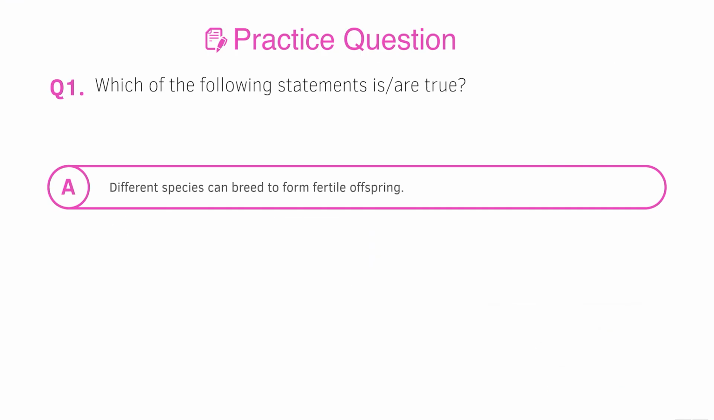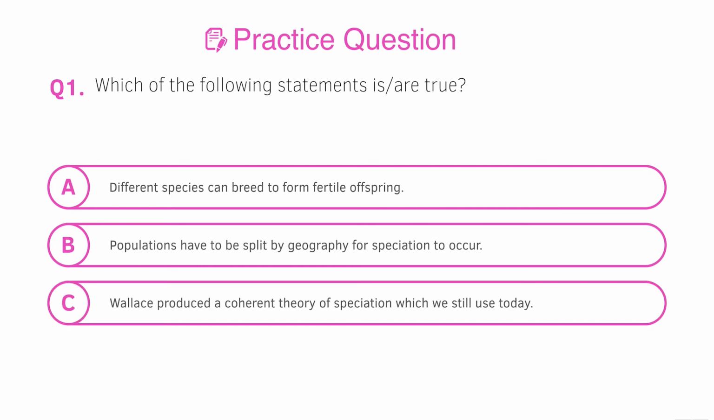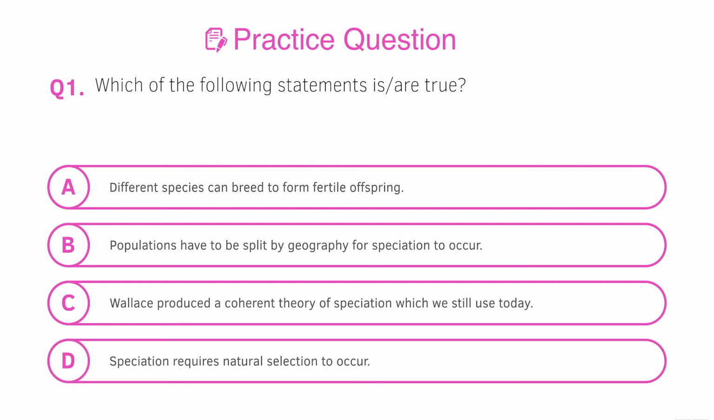So let's have a look at some practice questions. So I'll read through these statements, you can then pause the video, have a shot at them, and then we'll go through the answers. So A, different species can breed to form fertile offspring. B, populations have to be split by geography for speciation to occur. C, Wallace produced a coherent theory of speciation which we still use today. And D, speciation requires natural selection to occur. So take some time now to have a go at this and we'll go through the answers in a few moments. Okay, let's go through some answers.